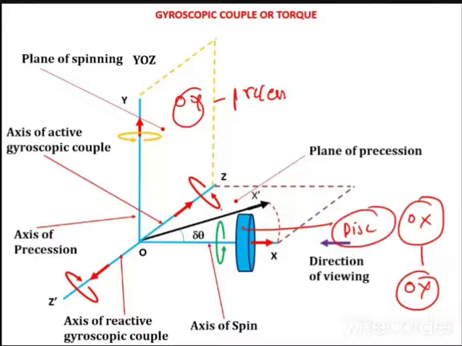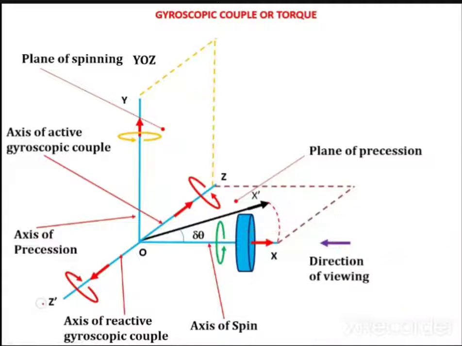Okay, then you will get a gyroscopic couple, or a torque on the third axis, which is also called OZ or OZ dash. So that we have to understand. Okay, so the effect of this gyroscopic couple.